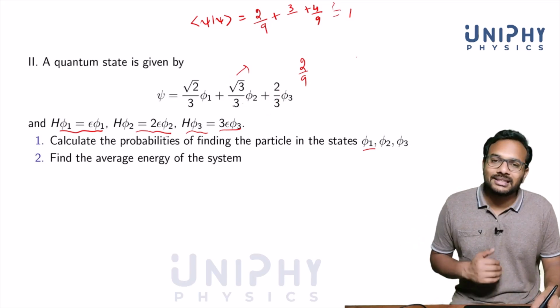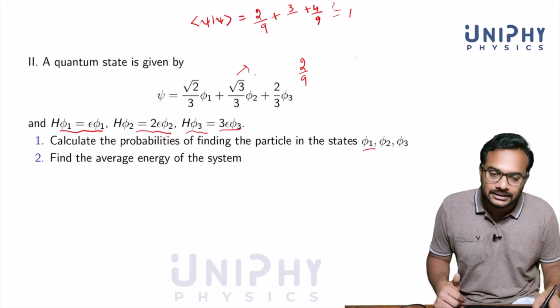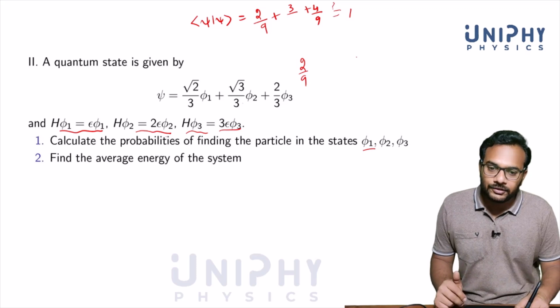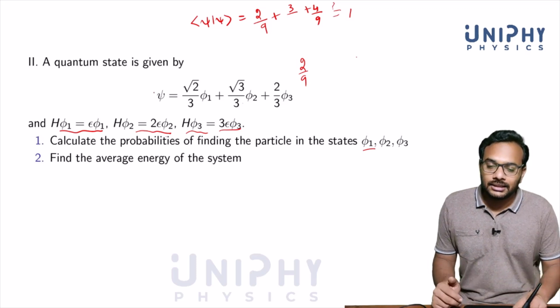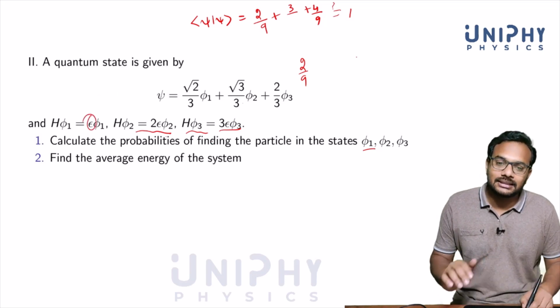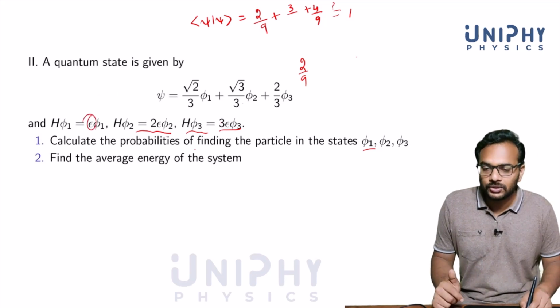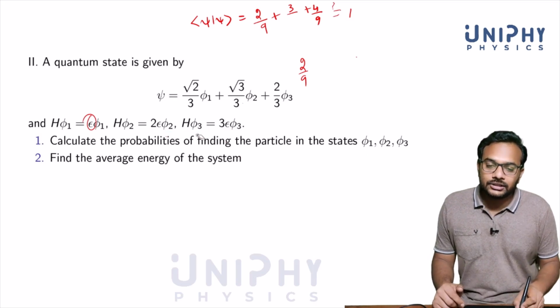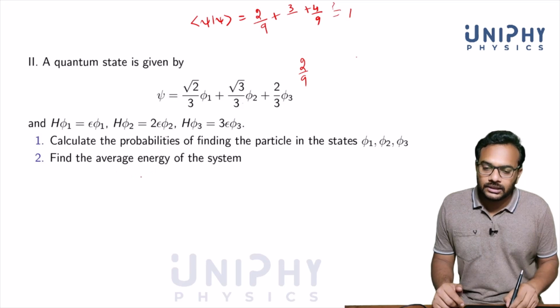So the measurement actually changes the state of the system in quantum mechanics. That's important. Now, after measurement, if you see that the measured energy is the eigenvalue epsilon, then we know that the system is in the state phi 1 after measurement. I hope that's clear. Find the average energy of the system. So how do you find the average energy?